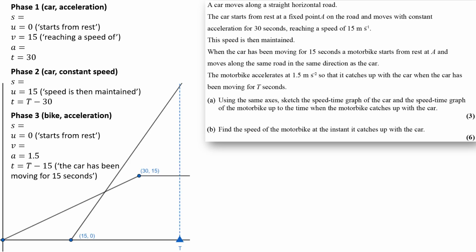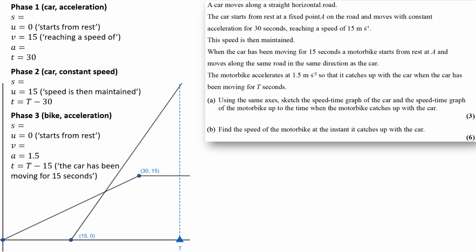Our graph should end up looking something like this. The car is the one that accelerates until the point when it turns into a level horizontal line, and the motorbike is the other one. We don't have a particular point to mark on here, so I've given it a value T, and you can see that we've put that further along than perhaps you might have guessed.